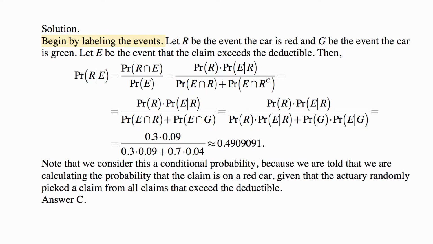And again, it's a conditional probability calculation because we are told that we are calculating the probability that the claim is on the red car, given that the actuary randomly picked the claim from all claims that exceed the deductible. Only those. So that was given already, that's why it's a conditional probability. So it's answer C.